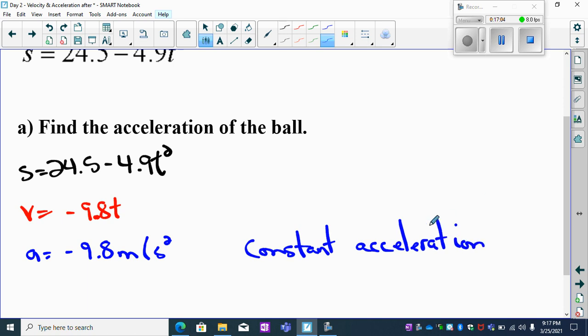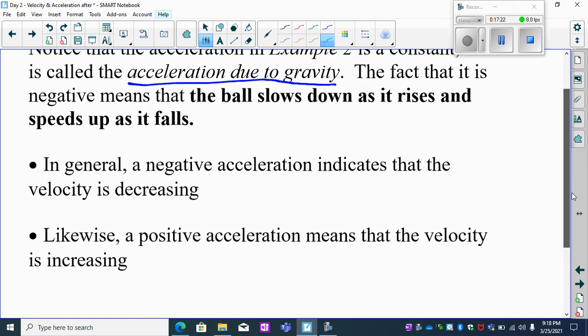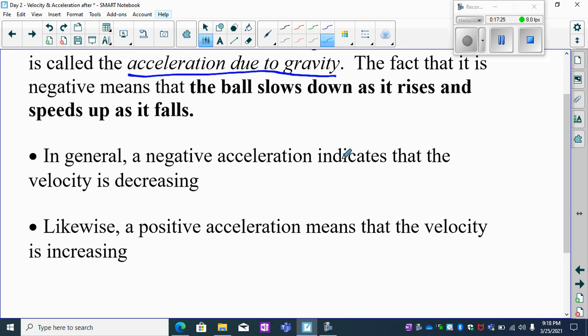All right, anyone know what causes this constant acceleration, negative 9.8 meters per second squared? That is known as the acceleration due to gravity. Okay, the fact that it is negative means the ball slows down as it rises and speeds up as it falls. In general, a negative acceleration indicates that velocity is decreasing, and a positive acceleration means that velocity is increasing.